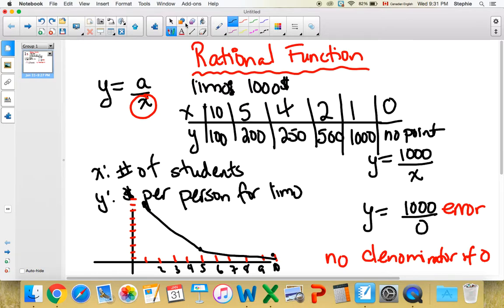This will never touch the x-axis, so we call this the asymptote, because it's impossible to go if there's nobody paying. And this is actually considered decreasing. So this is a decreasing graph. Now let's go into the next screen and I'll show you the 2 general trends.